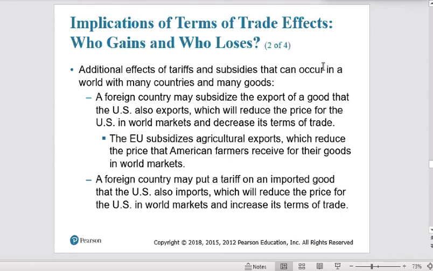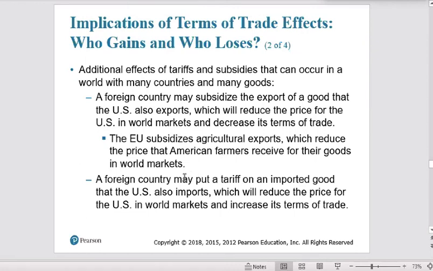So additional effects of tariffs and subsidies can occur in a world with many countries and many goods. A foreign country may subsidize the export of goods that the US also exports, which will reduce the price for the US in the world market and decrease the terms of trade. For example, the European Union subsidized agricultural exports, which reduces the price the American farmer is receiving for their goods in the world market.